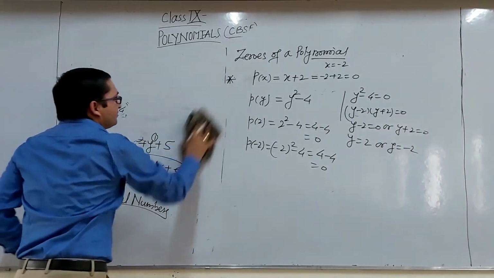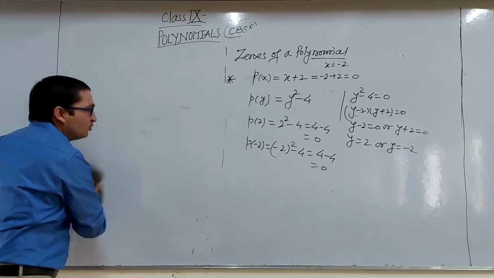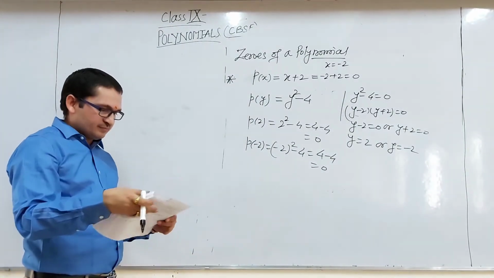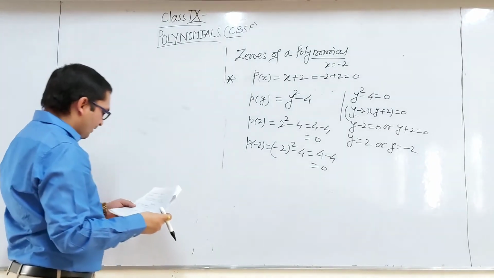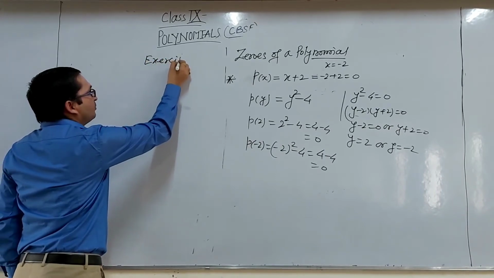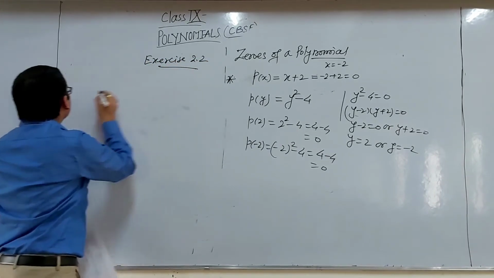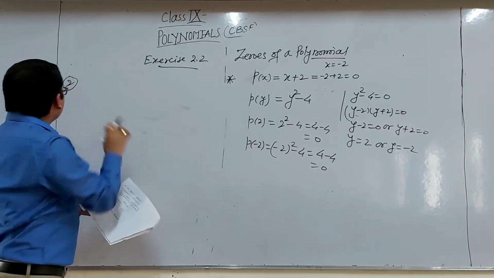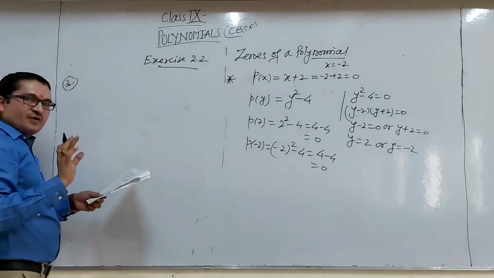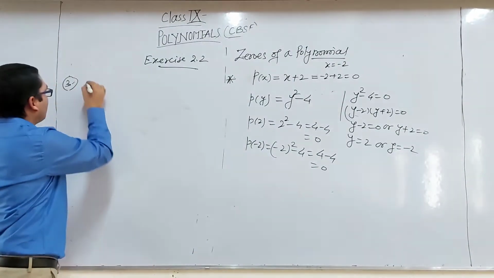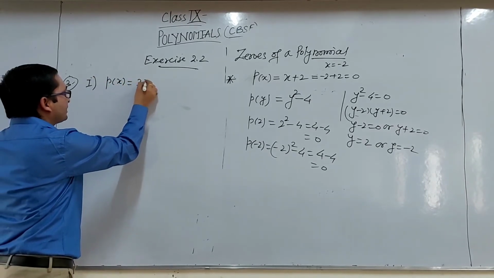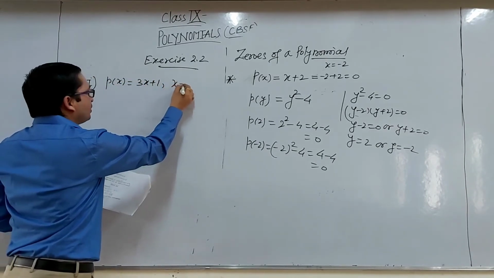I will do some problems of CBSE from the NCERT book. Exercise 2.2. Very few problems are given. Question number 2, it's given 3. Verify whether the following are the zeros of the polynomial or not. First part, p(x) is given equal to 3x plus 1 and x is equal to minus 1 upon 3.